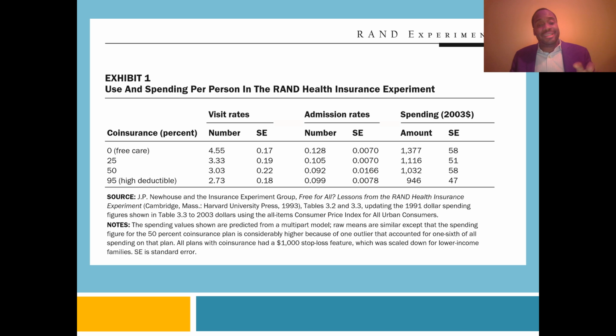But visits were elastic. Admission rates to the hospital were inelastic because you can't help go to the hospital. So when things are beyond your control, they're inelastic. No matter how much it costs, you're going to go anyway. Thirdly, spending was much higher for the free care. It was much lower for the high deductible plans.